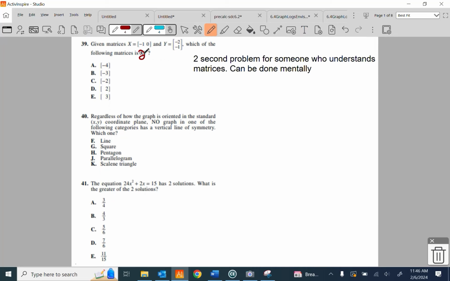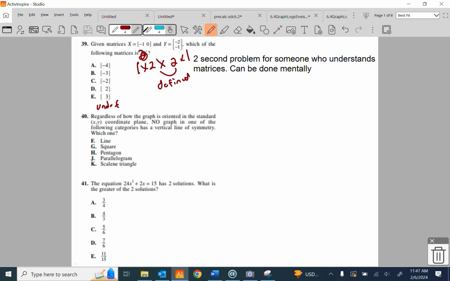Rows and columns. This is a 1 by 2, and you're multiplying it by a 2 by 1. That's 2 rows, 1 column. These match, so it's defined. Sometimes you'll see an option down here that says undefined. So, be careful about that, but it is defined. And again, I already did that in my head mentally.